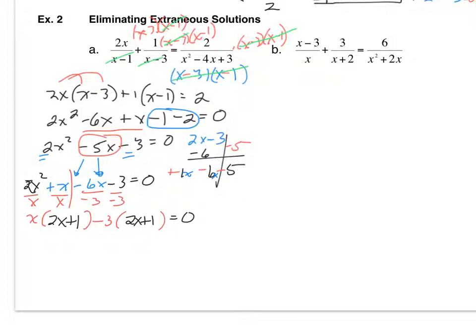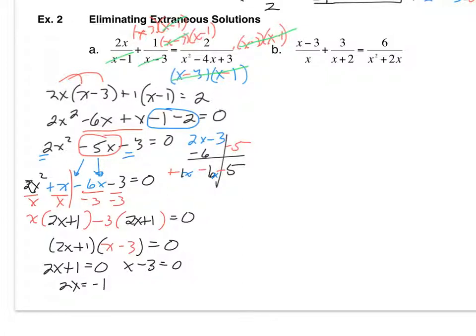Then don't they have a 2x plus 1 in common? So that 2x plus 1 comes out in front of parentheses, and what's left over, the x minus 3, goes inside parentheses. And then all that's left is to set those equal to 0. So 2x plus 1 is equal to 0. X minus 3 is equal to 0. Subtract 1, 2x is equal to -1. Divide by 2, x is equal to -1/2. Or x is equal to what?